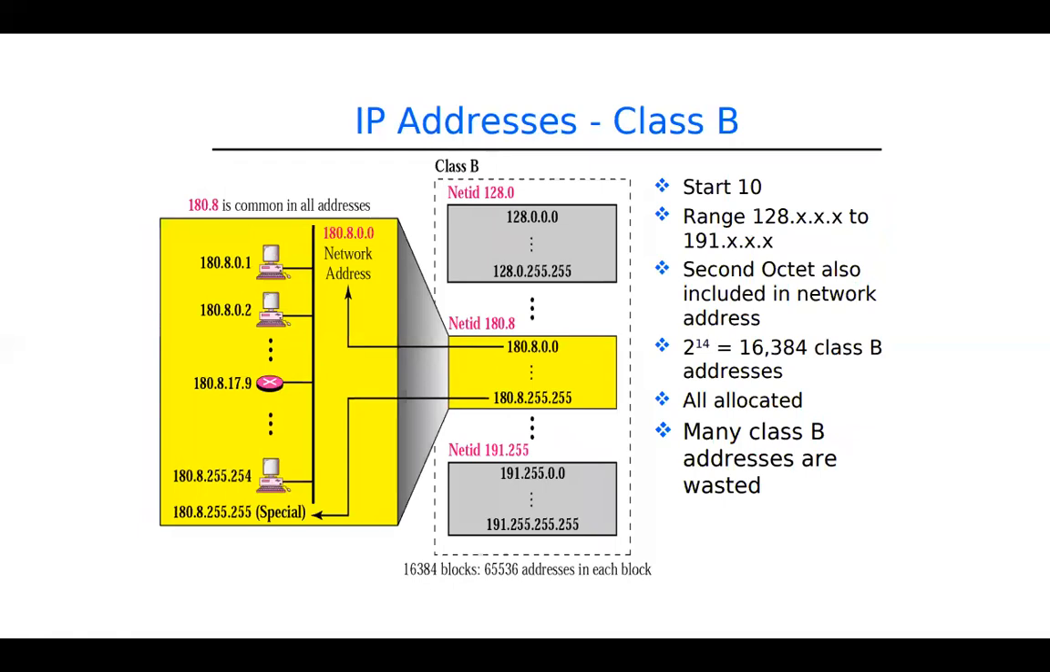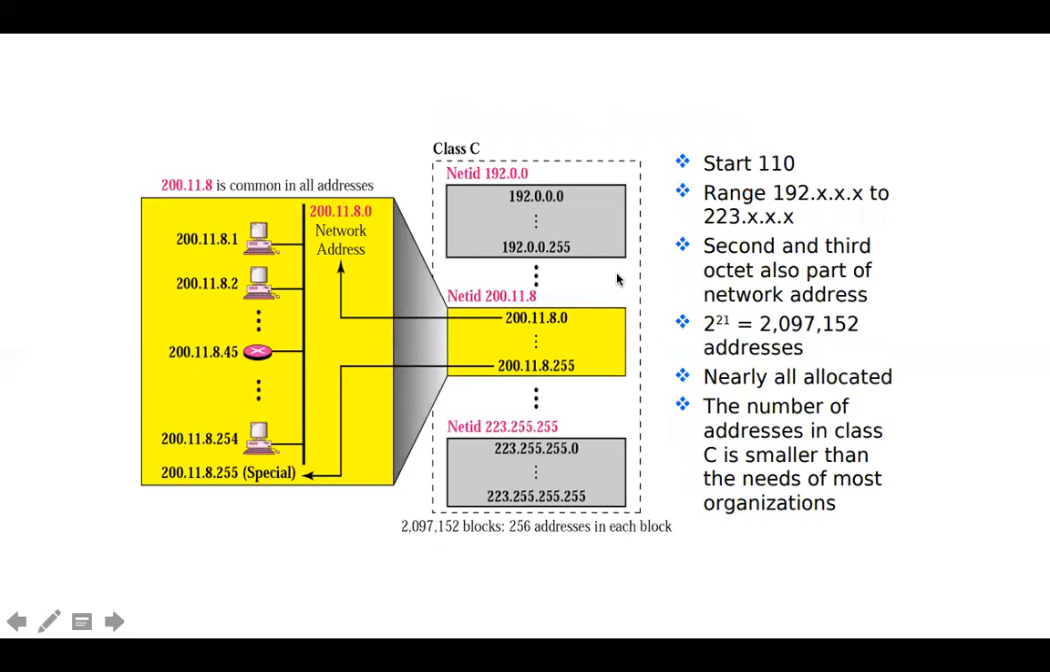Same for class B. Class B ranges from 128 until 191. So it starts from 128.0.0.0 until 191.255.255.255. And this is for class C. Class C starts from 192 until 223. So it starts from 192.0.0.0 until the address 223.255.255.255.